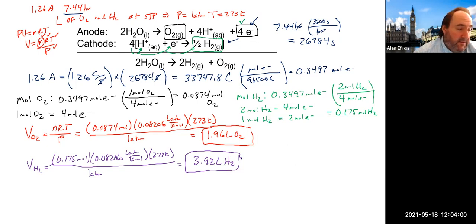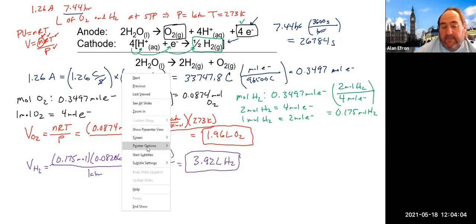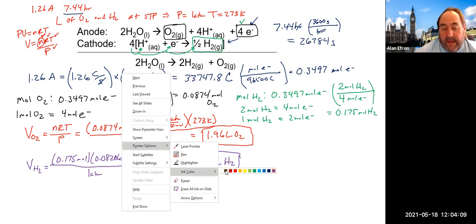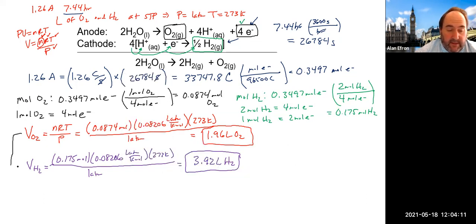By the way, just a reminder of a throwback maybe to gas laws. You might also remember that you don't even have to really use the ideal gas law here because we're at STP. 1 mole of any gas will equal 22.414 liters. Again, you can use that conversion at STP.